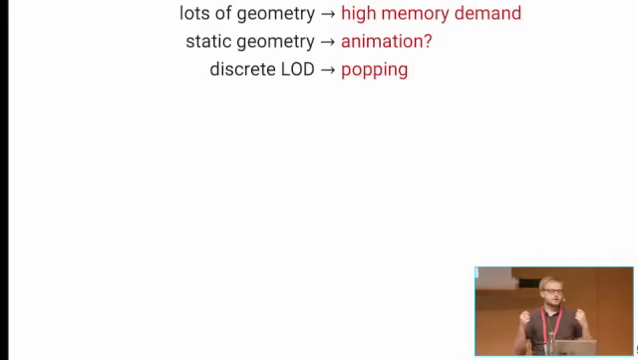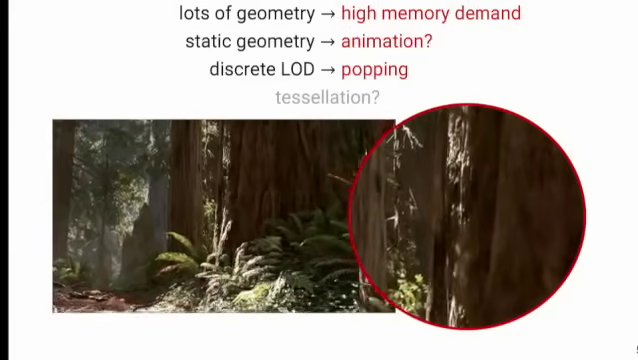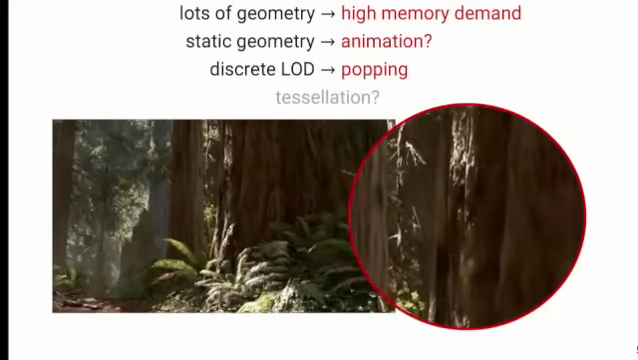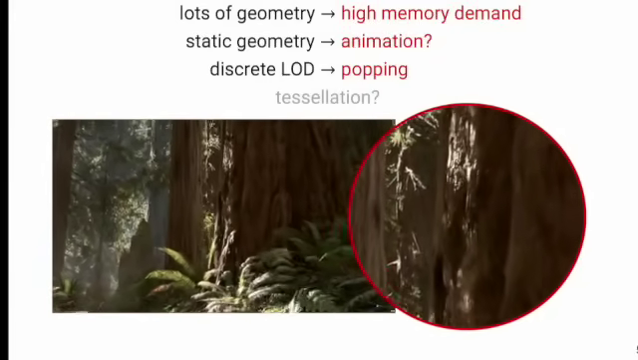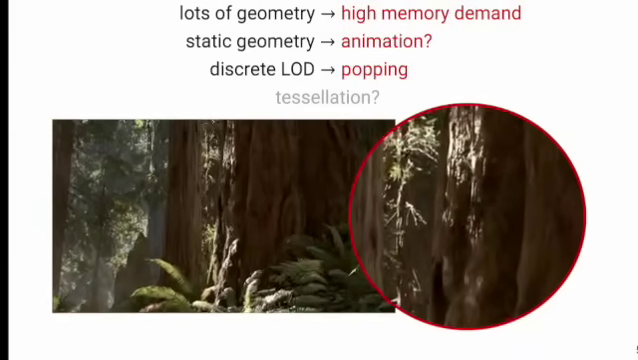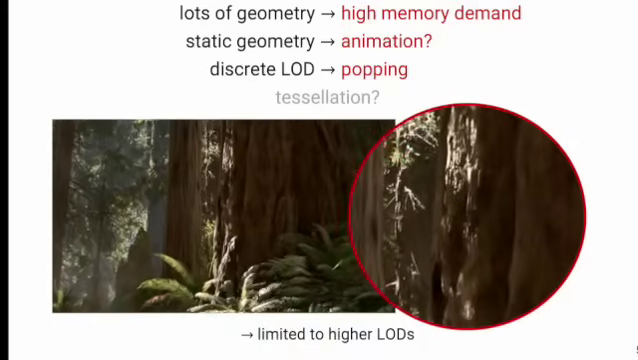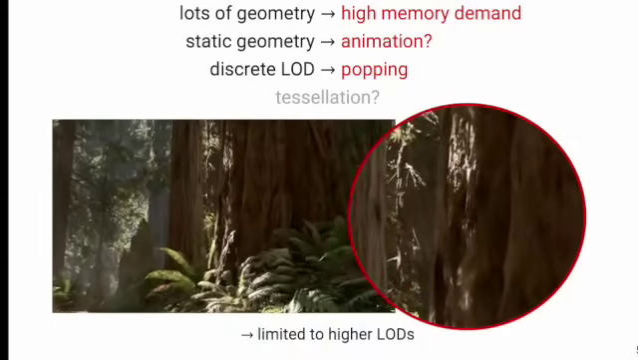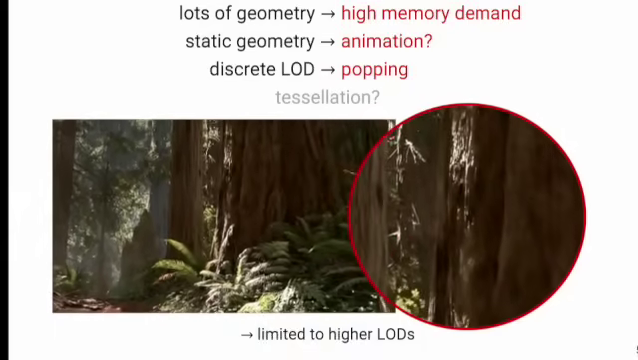Next issue I want to mention is with the discrete level of detail system. When you change level of detail, you usually would see some kind of popping artifact, and you don't want that. One way to solve that could be maybe tessellation. You have an example from Star Wars Battlefront, and they use tessellation when you get close to the trees. They displace the geometry a little bit to add more detail, and they can do this smoothly, but for the lower levels of detail this is not really possible. So this is limited to higher levels of detail.